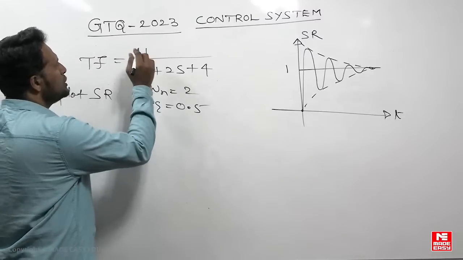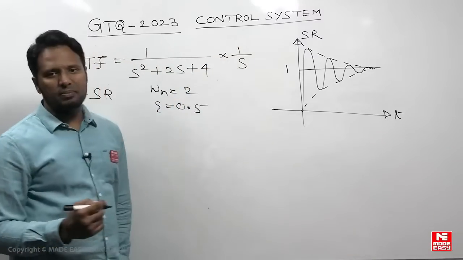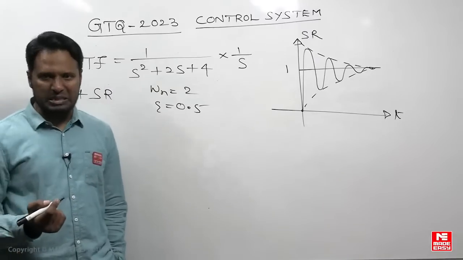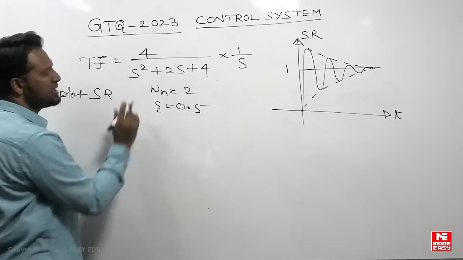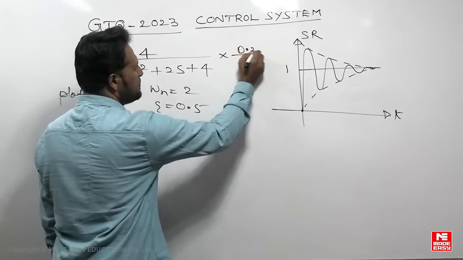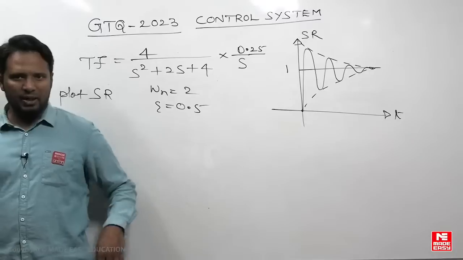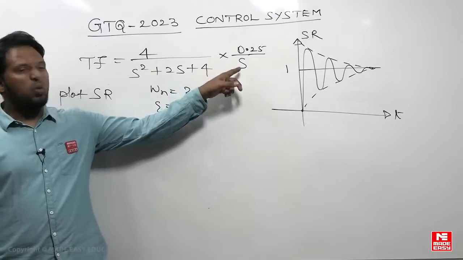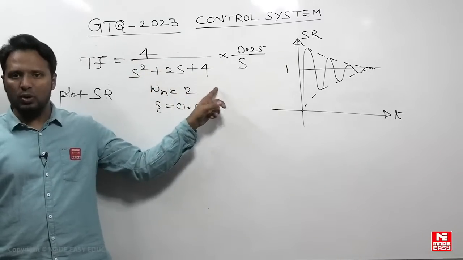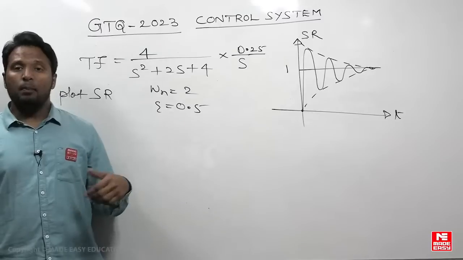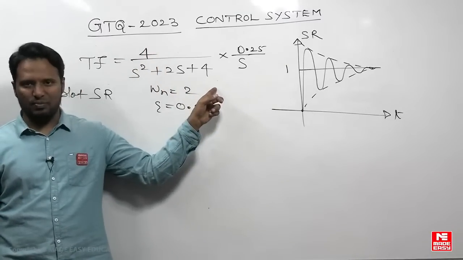Listen, you have to obtain the unit step response of this system, so you need to multiply the transfer function with 1 by s. What I do is make it standard second order and make the input of amplitude 0.25. The thing is the same, right? Finding one unit of the step response of 1 by s square plus 2s plus 4 is as good as finding 0.25 units of the step response of 4 by s square plus 2s plus 4.